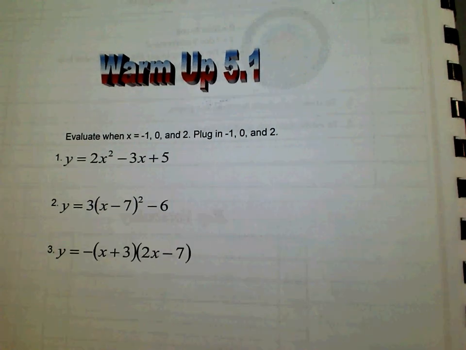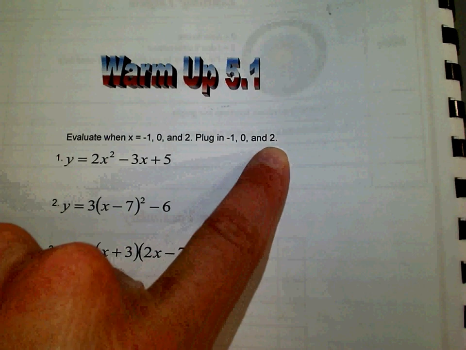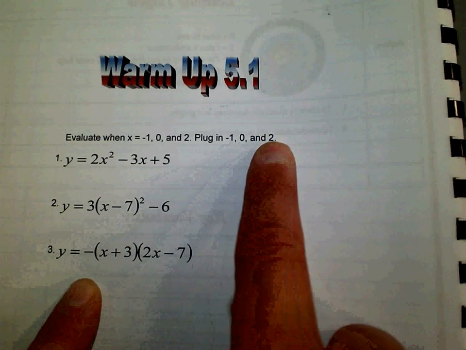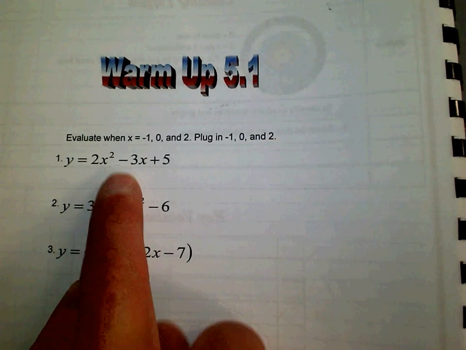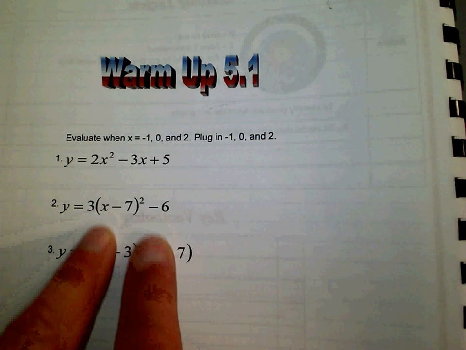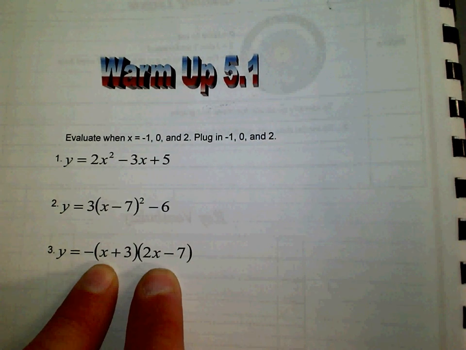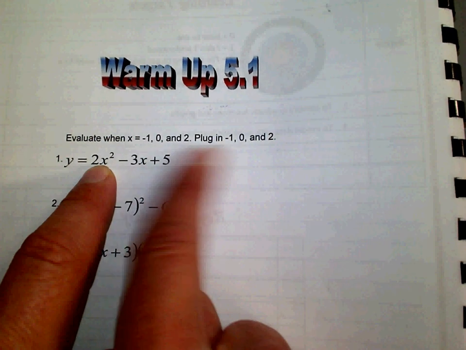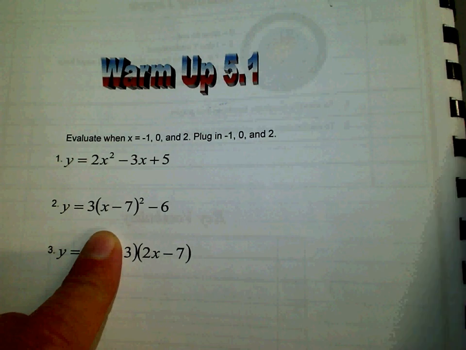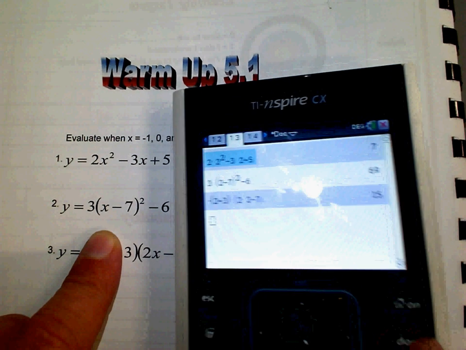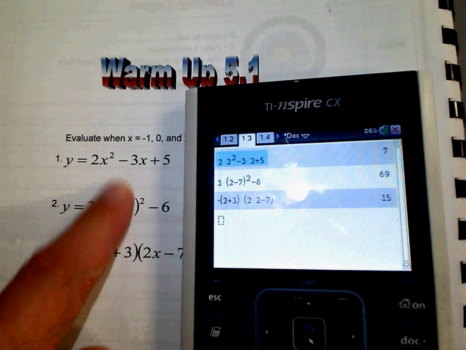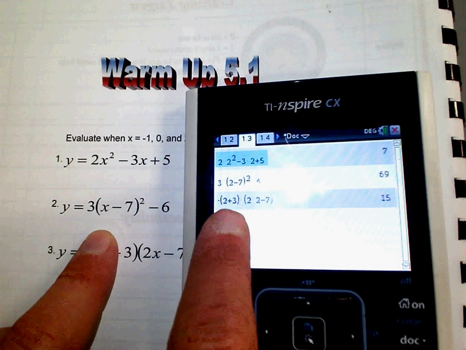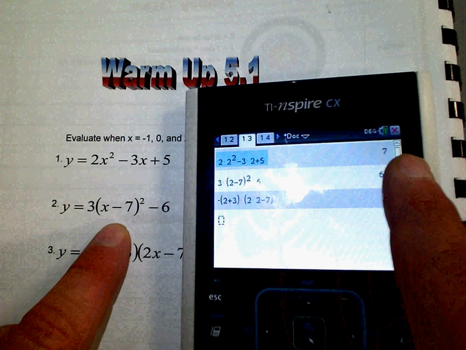So on this warm-up, we're only going to put 2 in each of these. Is this something your calculator could do for you? Dang right it is. You can plug it in, do the math. Earlier today, I just put all 3 into my calculator, and if I put in the value 2 for x in all places, I got 7 on the first one.